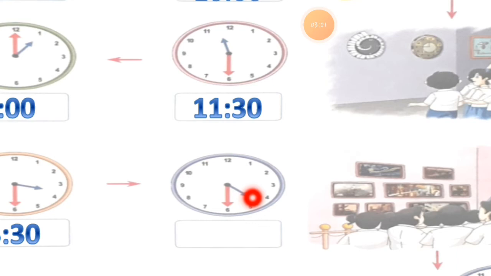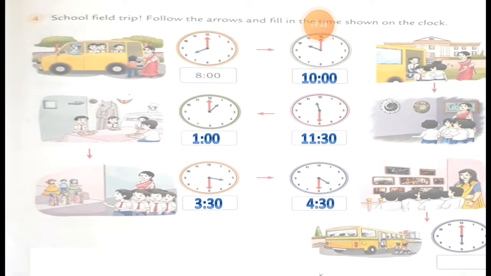It means how many minutes? It means 30 minutes. It is pointing to 6, and it shows that it is 30 minutes. And the short hand is pointing between 4 and 5, exactly between 4 and 5. So the time is 4:30. What is the time? The time is 4:30.